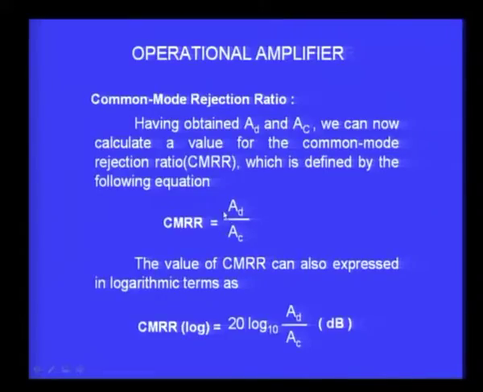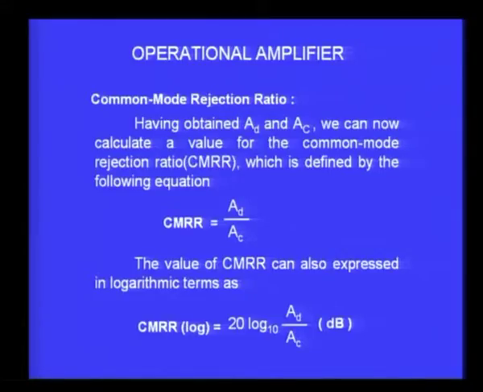So, what does it say? CMRR tells you how much the differential voltage gain is larger than the common mode gain. The value of the CMRR is normally expressed in decibels using the logarithmic definition. CMRR is equal to 20 log to base 10 of Ad by Ac in decibels. So, for example, typically for 741 this CMRR is 90 dB. I already mentioned to you, I also showed you in the table at the beginning of the lecture.